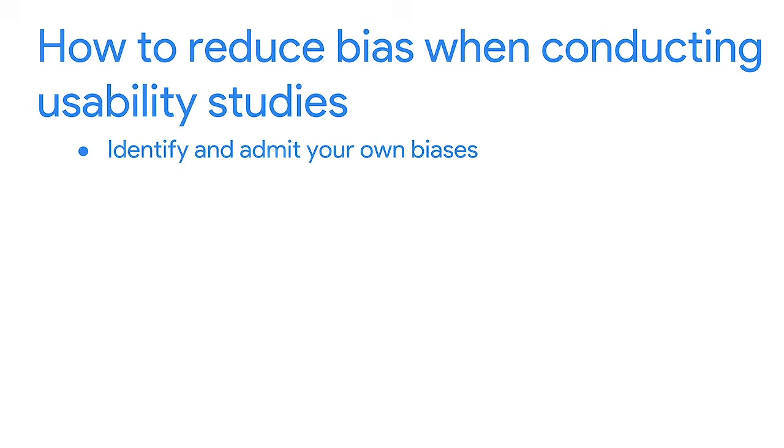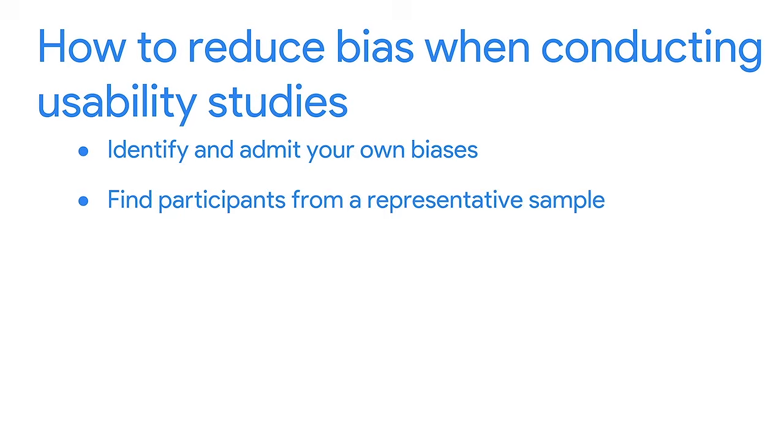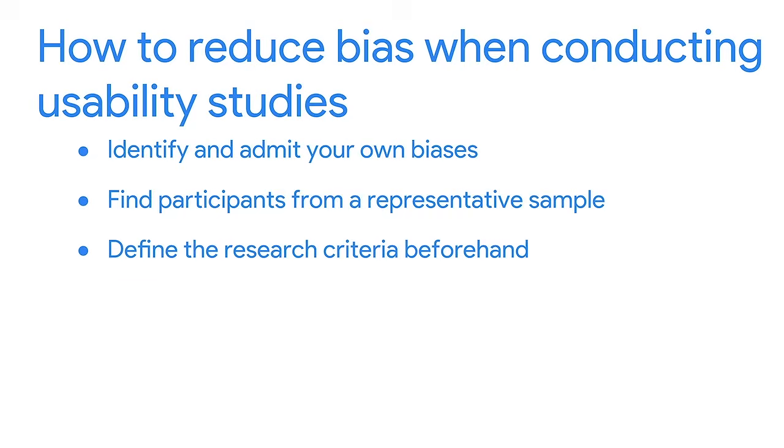The next thing you can do to reduce bias when conducting usability studies is to find participants from a representative sample. The small group of participants you conduct your usability study with should represent your key user group, as well as user groups that are often marginalized. Next, define the research criteria beforehand. Remember, when you created a plan for your usability study, a couple of the key elements focused on the research goals and research questions. By establishing research goals with your team before the usability study begins, you reduce the chance of designer biases leading you down the wrong path.